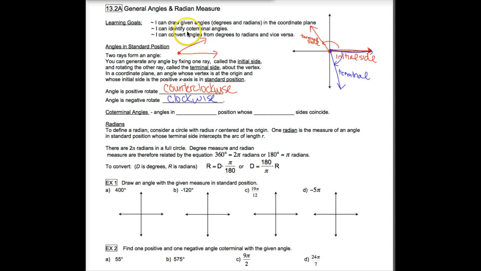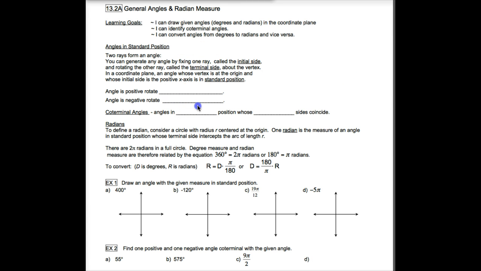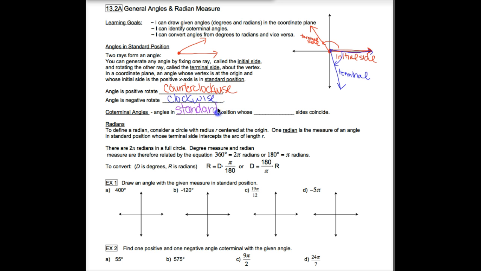So we're going to be able to draw angles based on those things. We also need to know what coterminal angles are, because this is going to be really important. There are a lot of angles that we are going to study that are going to have the same trig values, and in many cases it's because they are coterminal. And coterminal just means that they're angles that are in standard position. So again, that means that we've got the initial side on the positive x-axis, vertex at the origin. So they're in standard position and whose terminal sides coincide.